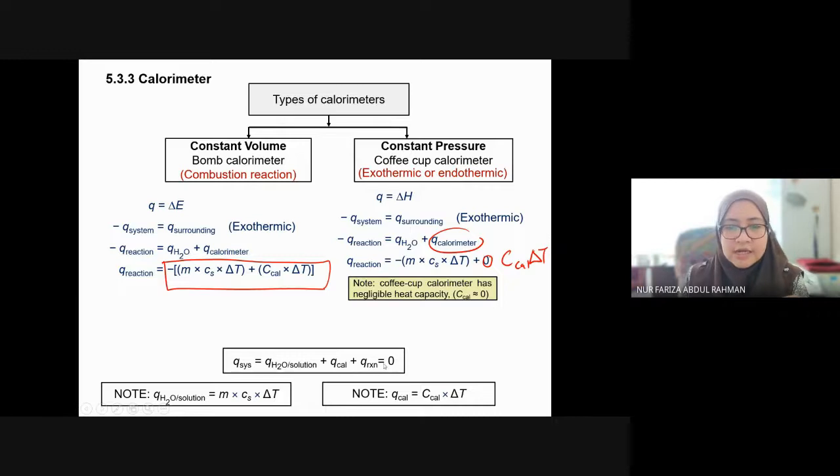This one, there's no loss of heat. Tak ada loss of heat to the surrounding, which is equal to 0. So the QH2O or the Q solution can be calculated as usual, MCS delta T, whereas for calorimeter, it will be heat capacity of the calorimeter times delta T.